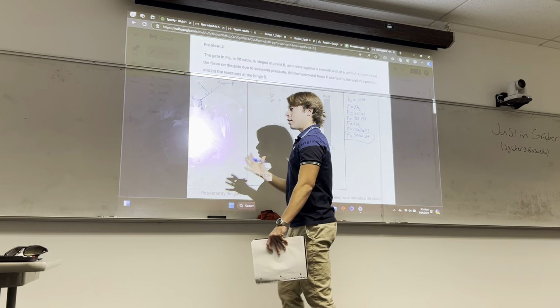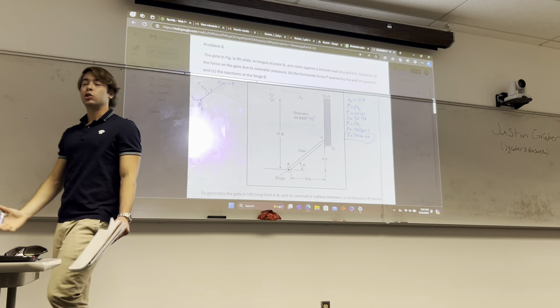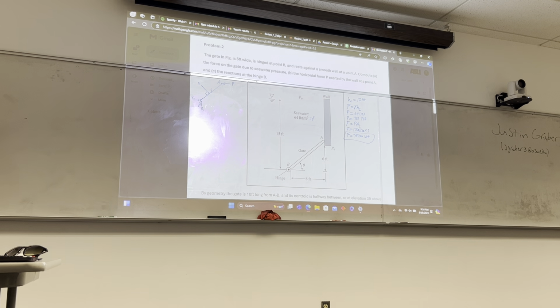And at the very least, it's just kind of a cool fact that it's only 12 feet underwater and it's 38,000 pounds. It's pretty crazy. Water's really heavy. All right, so there's that.